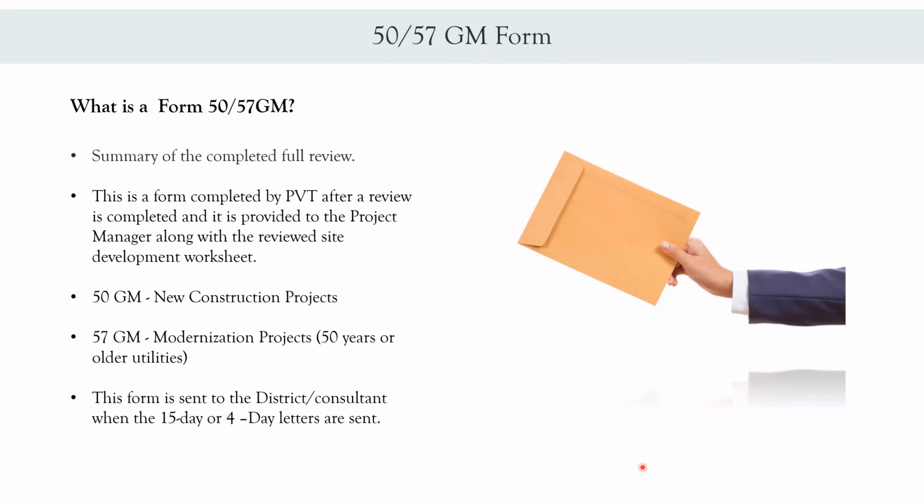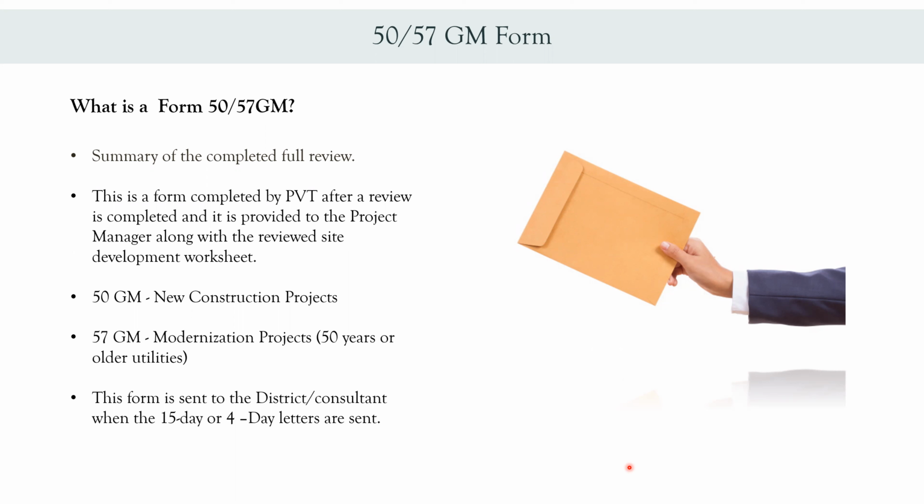Okay, so once a review is completed, we would complete what is called a 50 GM form or a 57 GM form. That is just a summary of the completed full review. This form is completed by PBT, and it's provided to the project manager along with the review site development worksheet.